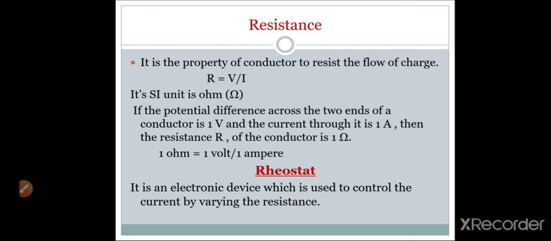Now next is the rheostat. What is a rheostat? It is an electronic device which is used to control the current by varying the resistance. So by varying the resistance, it controls the current flowing through an electronic device.